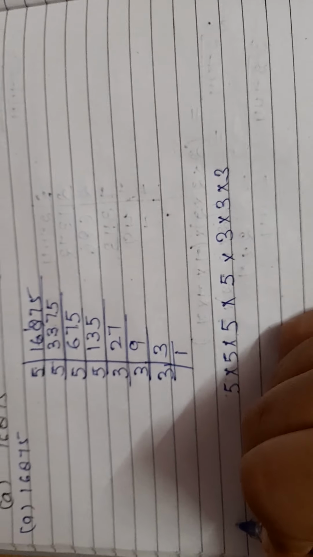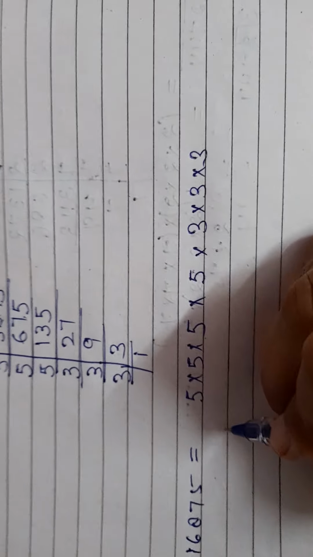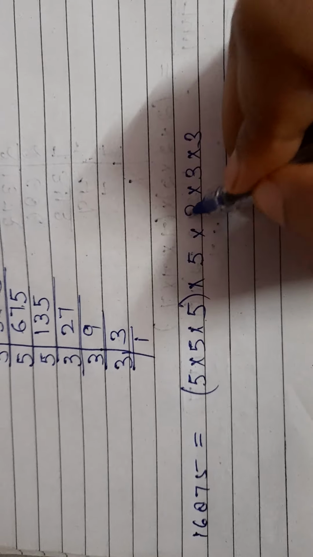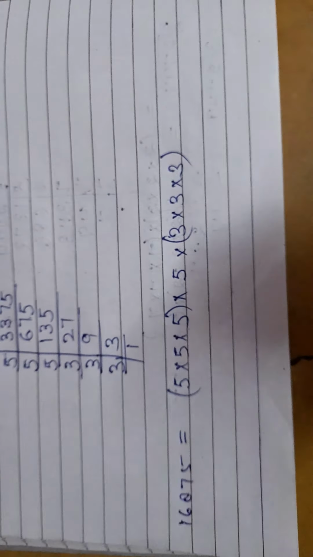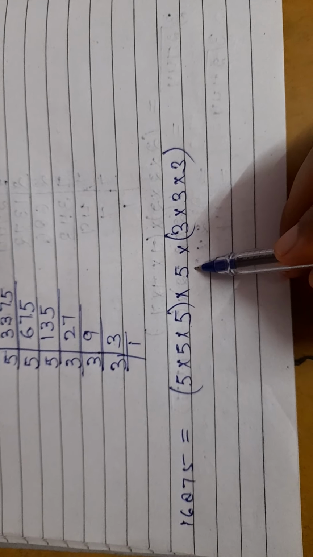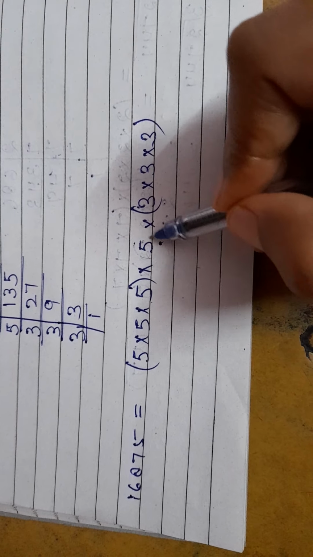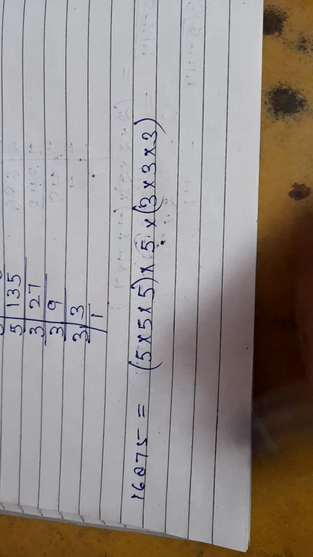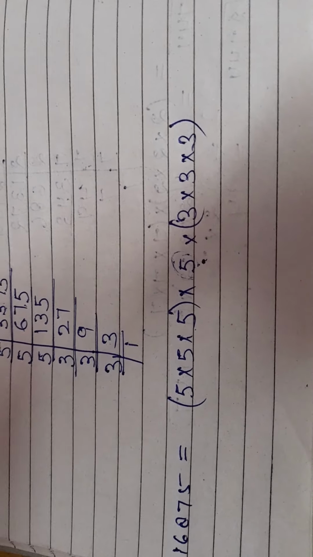So for 16875, how many triplets are formed? This is 1 and 1. So there are 2 complete triplets and 1 incomplete triplet. If we want to complete it, we have to multiply by 5 two more times.